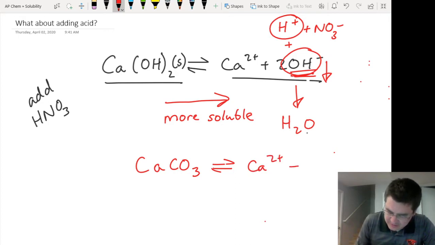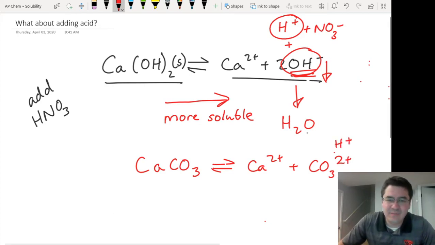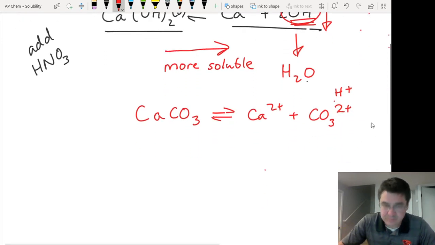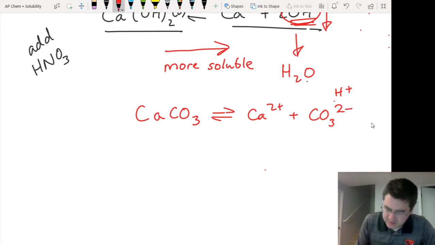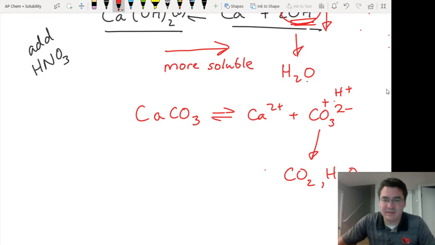Ca2+ and CO3 2-. This one, when you add some H's, you end up getting some carbon dioxide and water. Let's see if I can scroll down. That should be CO3 2-. Oh, CO3 2-, thanks. So here, when these combine, the H+ and the CO3, you end up getting CO2 and H2O. And I'm not going to take the time to think through the balanced chemical reaction.